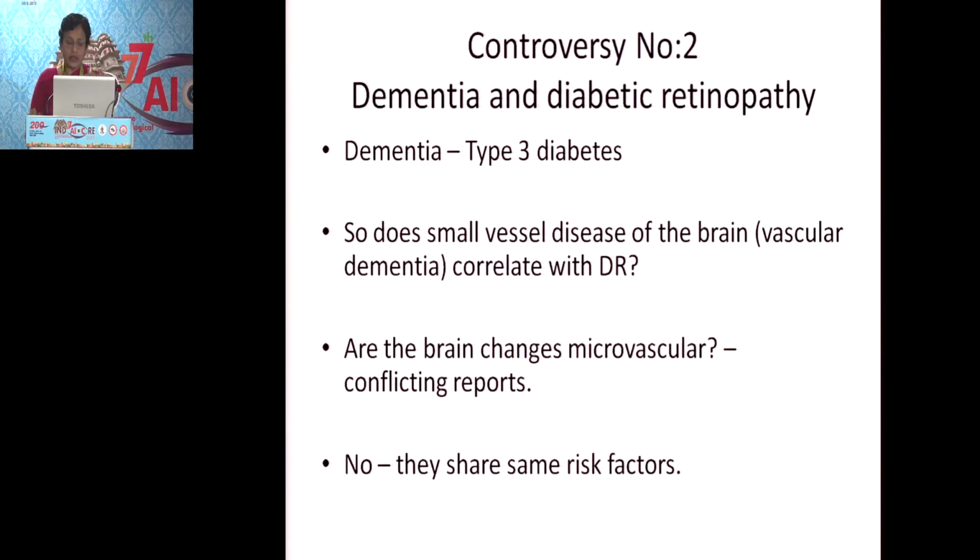Are the brain changes microvascular, or is it macrovascular disease that we are seeing, for example like in stroke and myocardial infarction? We still do not know the answer. There are several reports that show that dementia in diabetes is microvascular, but there is an equal number of reports stating it isn't. So at present, we can only show that dementia and diabetes share the same risk factors, maybe especially hypertension, and that may be why they are related.